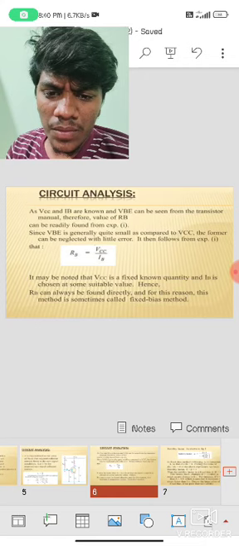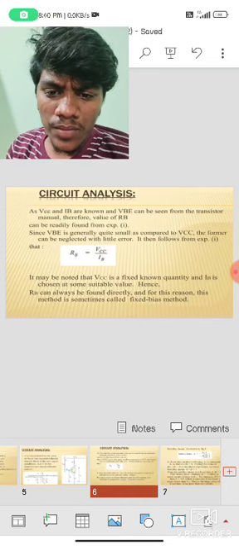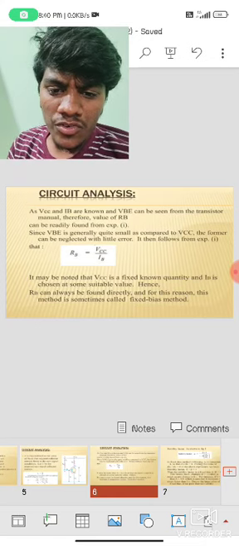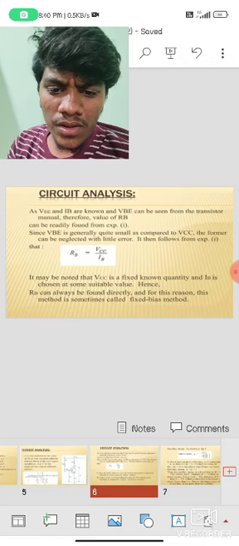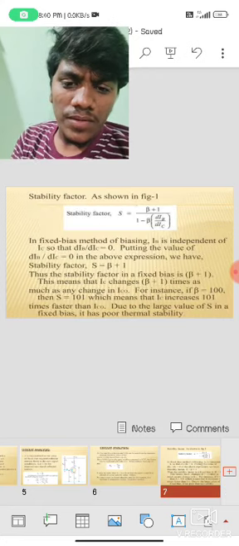Since VBE is generally quite small as compared to VCC, the former can be neglected with little error. Then it follows that RB equals VCC by IB. It may be noted that VCC is a fixed known quantity and IB is chosen at some suitable value. Hence RB can also be found directly, and for this reason this method is sometimes called the fixed bias method.